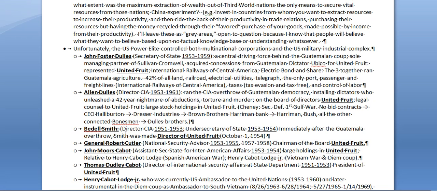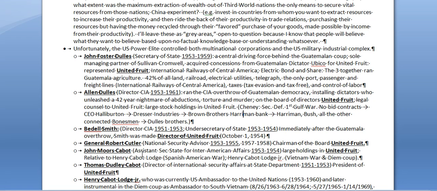Walter Bedell Smith, director of the CIA, 1951 to 53. Right? He's the guy that preceded Dulles. So after he leaves, Undersecretary of State, he's made board of directors, president of the board of directors of United Fruit. All right? Director of CIA, Undersecretary of State. Then becomes director of United Fruit right after that. Right after the coup. General Robert Cutler, National Security Advisor, 53 to 55. Chairman of the board of United Fruit. Don't tell me this is not a power elite company.